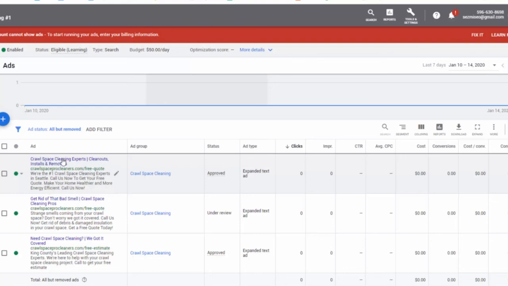So I would have the crawl space cleaning experts, and then right here, crawl space cleaning pros, and then everything else would remain the same. And then I could run another test of crawl space cleaning experts, and then, let's say, I want to test a description on this one. Well, I'm going to leave this the same. This is going to be the same. This is going to be the same here as far as the URL. And we're the number 1 crawl space cleaning experts in Seattle is going to be changed, and we're going to test this out. And so then instead of this one, we're the number 1 crawl space, we would literally just change that to strange smells coming from your crawl space, or something along those lines. We would change the variable, right?